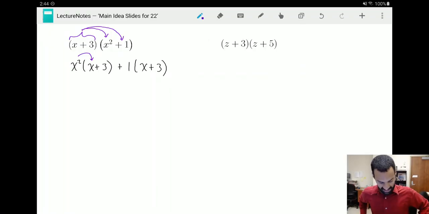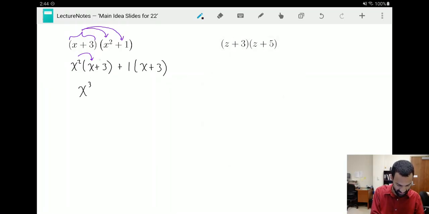Okay, so x squared times x is going to be x to the third power, right? Because it's an understood 1. 2 plus 1 is 3, so x to the third power. X squared times 3, well, that's going to just be 3x squared, right? This 3 had no x's to contribute, but these two x's still were brought over.